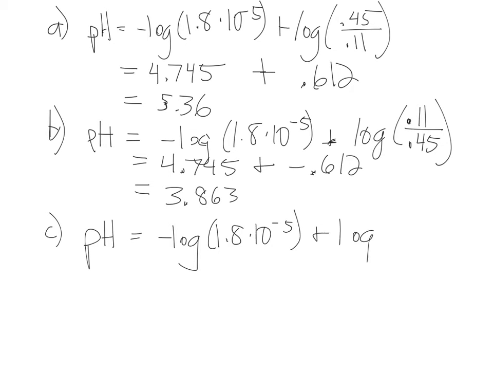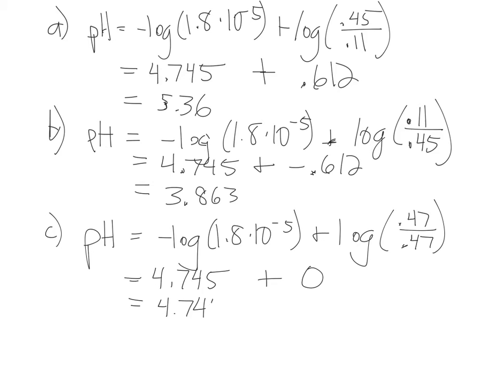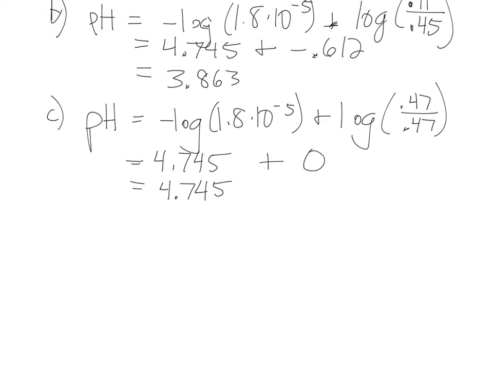Part C is going to look just like parts A and B, except we'll plug in slightly different concentrations. In part C, they give us the exact same concentration for both the acid and the base, 0.47 for both of those. That means what you're taking the log of is a ratio that's equal to 1. Well, the log base 10 of 1 is 0. So in that case, the pH of the solution is the pKa of the weak acid. That'll be important when we get to titrations in the next couple of days.